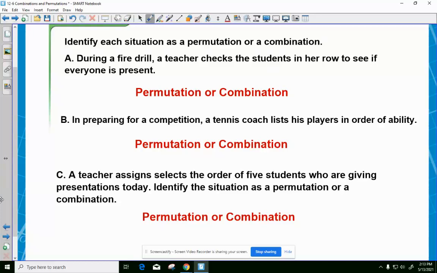Simply put down a P or a C. If you think it matters, put down a P. If you think it doesn't matter, put down a C. Three choices.